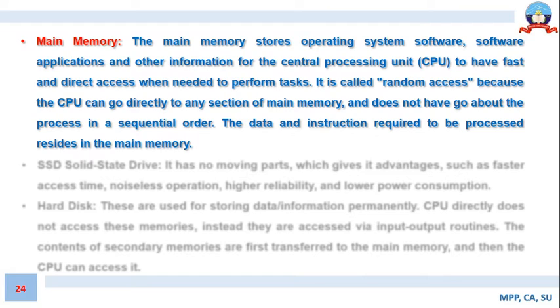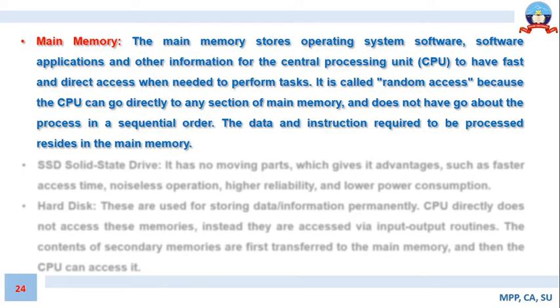So main memory is a memory that stores the operating system program, software applications and other information that are required by the central processing unit. It's also called random access because the CPU can go directly to any section of the main memory and does not have to process in a sequential order, in order to access either instruction or data.